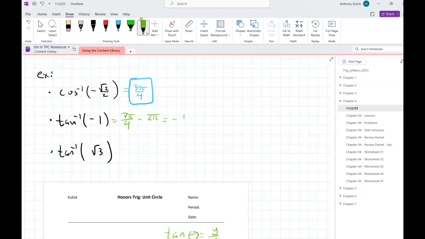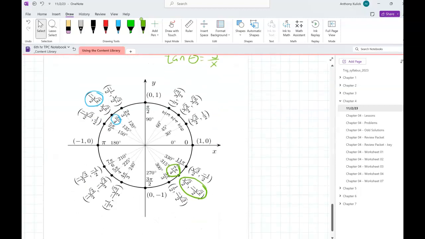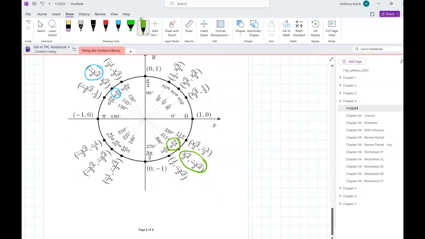Okay. What's up, Khalil? Why is it 7 pi over 4? So I found the place in quadrants 1 or 4 where the x and y were the same number but opposite signs. Because that's the only way y over x is going to give you -1, right? Feel good? Okay.